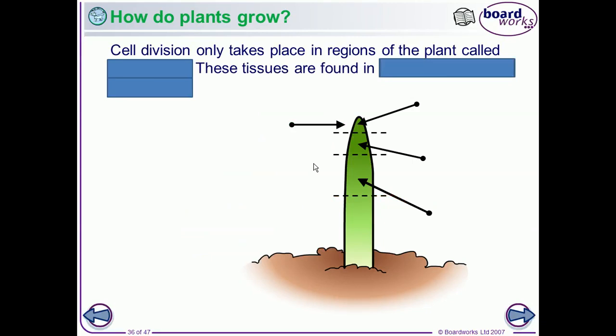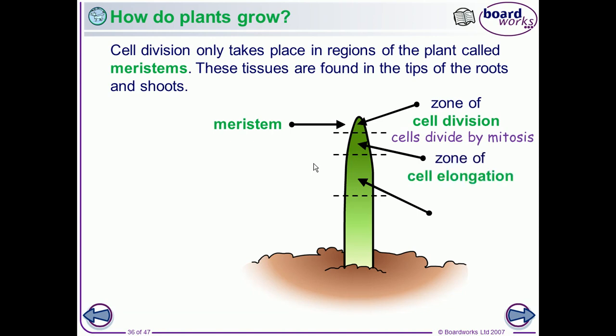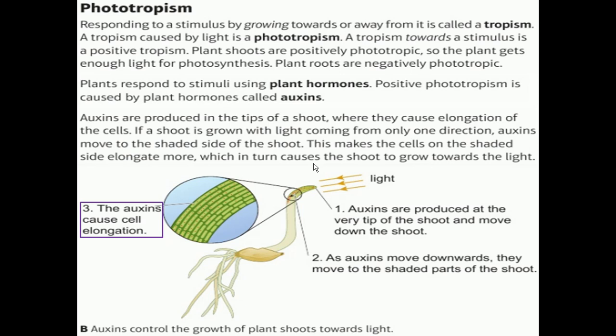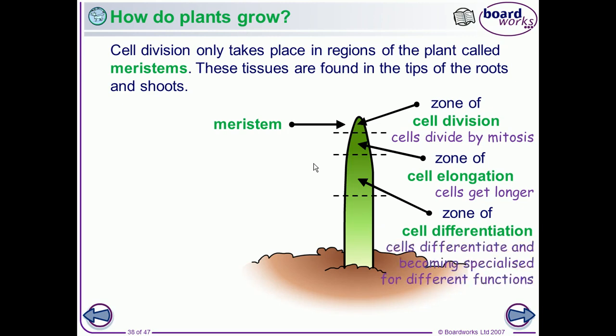Plant growth is very similar, where the addition of cells increases the size of the plant. This happens involving meristem cells, which are located on the tips of roots and shoots. Just like in animals, these stem cells divide by mitosis. However, the daughter cells that are produced then elongate, which is something you would have learnt or will learn in the future involving auxins. Elongation means that the cells get longer, and after they get longer, then they differentiate by becoming more specialized. This means that the cells can have different functions.